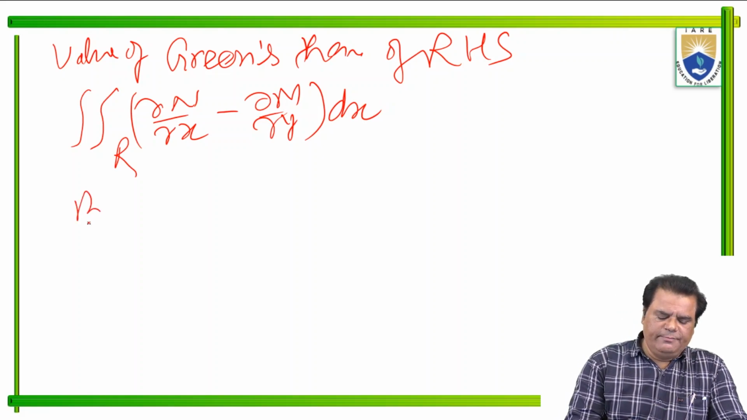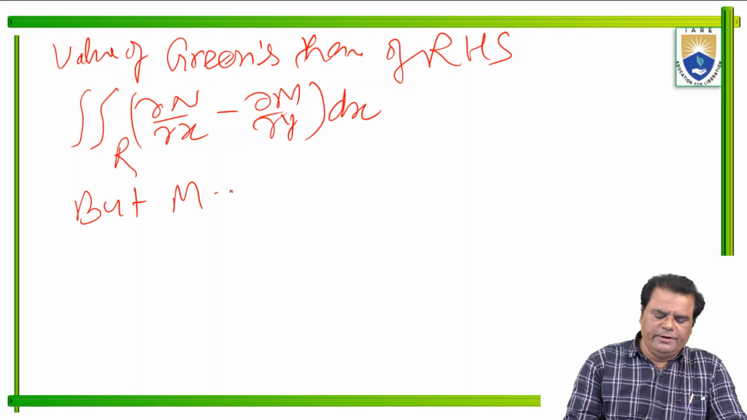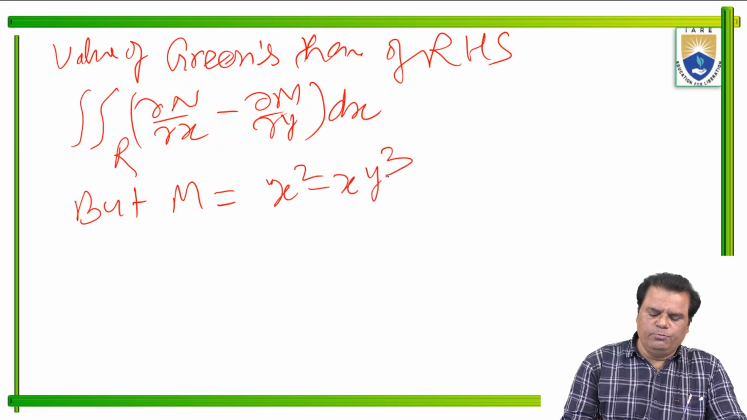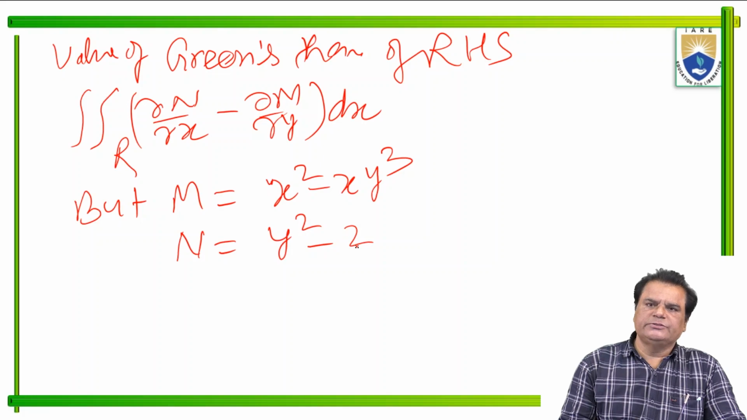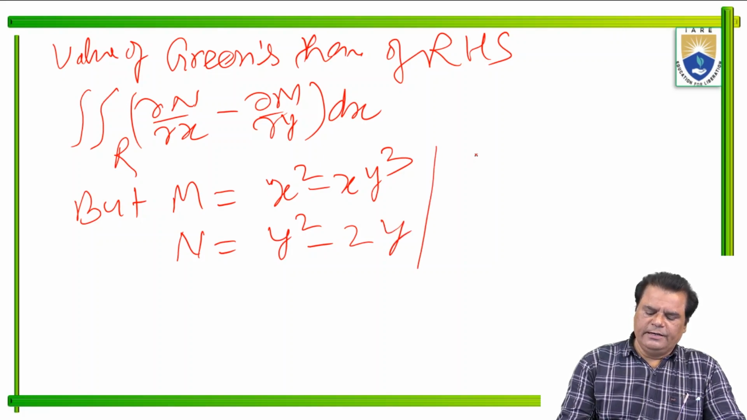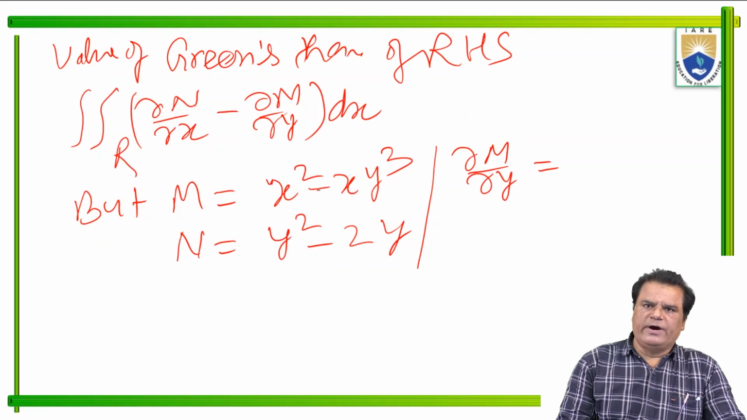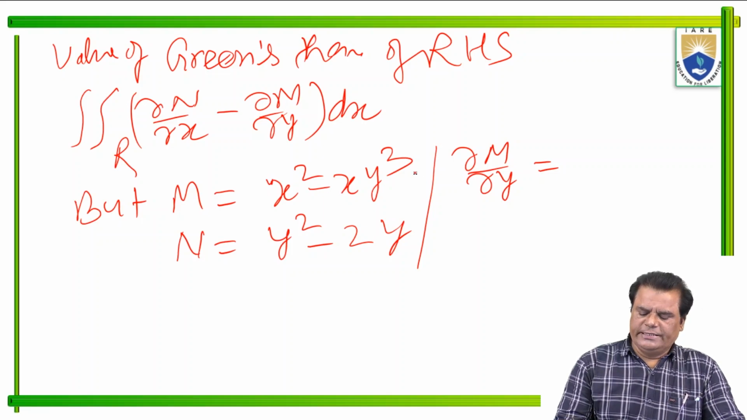But here what is M? M is given as x square minus xy cube, and N is given as y square minus 2y. So find ∂M/∂y. This is the differential with respect to y, so that is 0 minus x into 3y square.